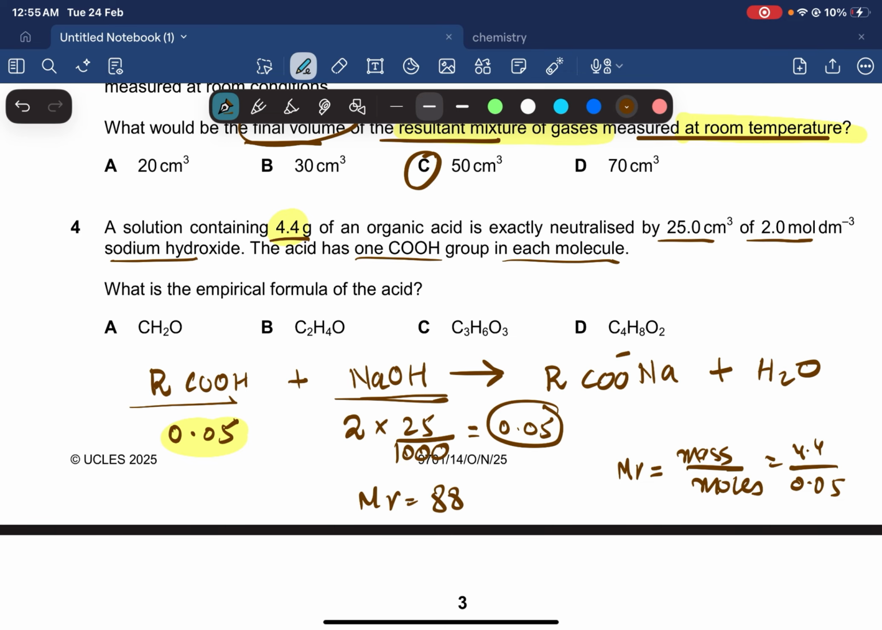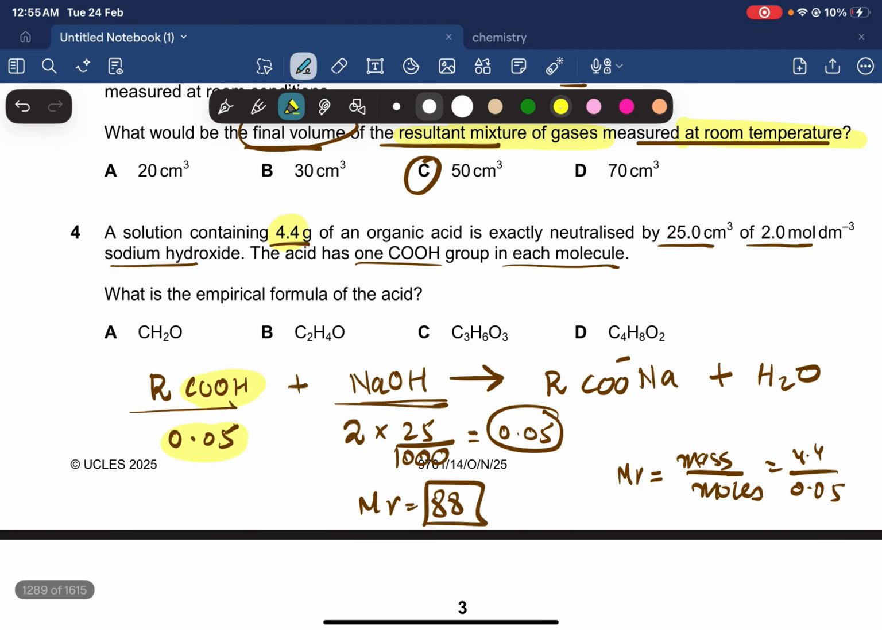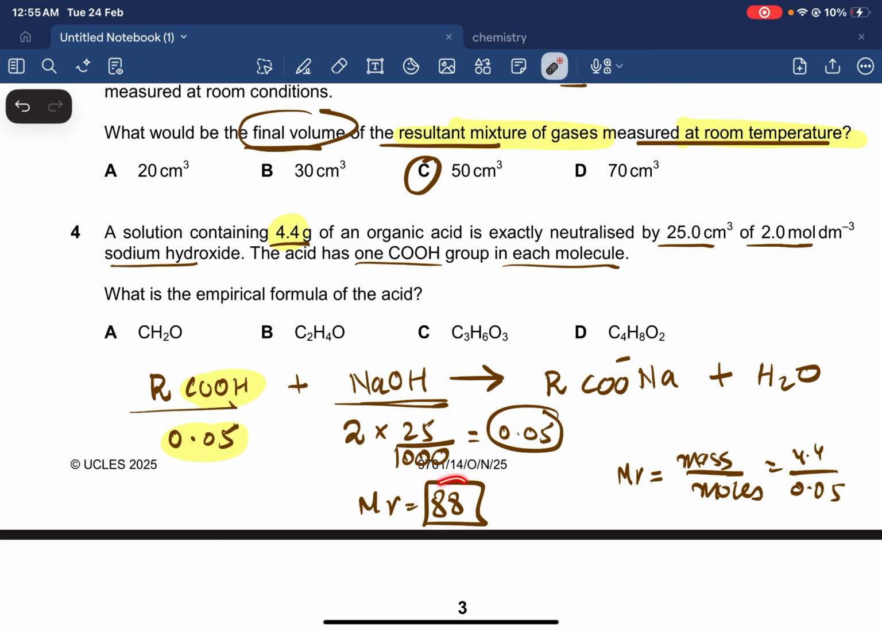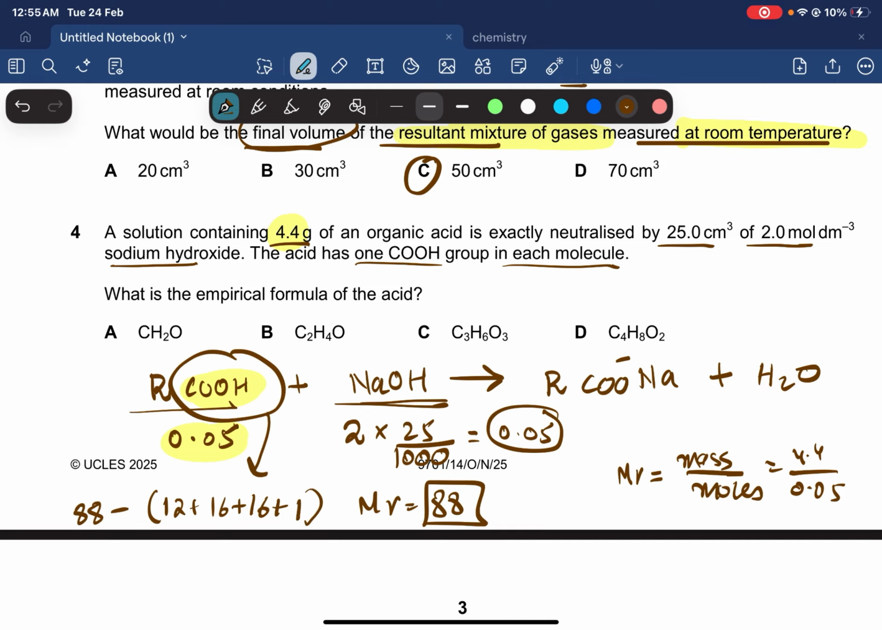Now I know that 88 is my MR, and in my MR there is this COOH part as well. I want to figure out the R group, so out of my MR I'm going to subtract the COOH part. 88 is my total MR. I'm going to subtract carbon, which is 12, oxygen, which is 16, oxygen, which is 16, plus hydrogen, which is 1. So 88 minus 12 minus 16 minus 16 minus 1 gives me 43.